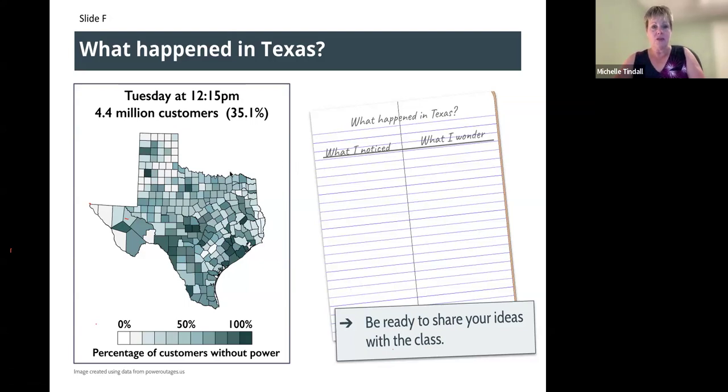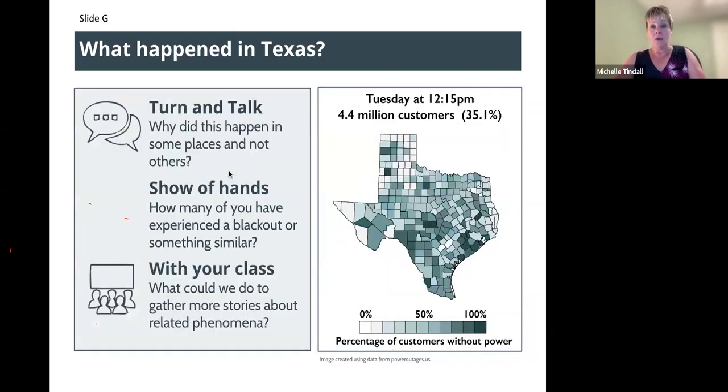So as students would continue on, we would do some turn and talk. Why did this happen in some places and not others? We'd ask students, you know, how many of you have experienced a blackout or something similar? And then we would take it to a whole class discussion. What could we do to gather more stories about related phenomena?